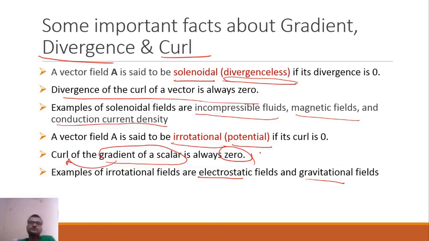So take a screenshot of these points, because these points are very important. You can find these points in any of the standard books like Hayt and Sadiku.